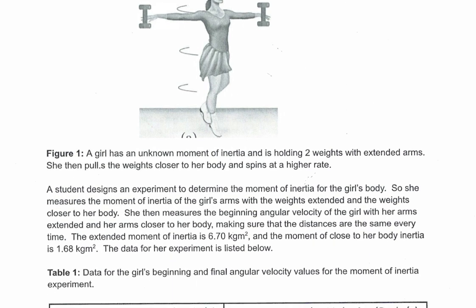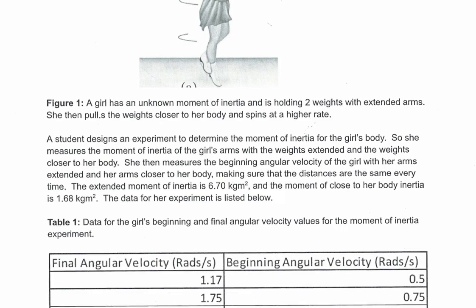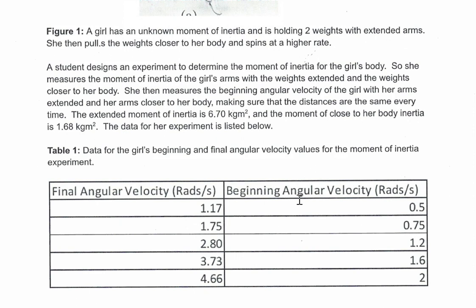Okay, and that data is listed here. So the extended moment of inertia of her arms and the weights is 6.70 kilogram meter squared, and close to her body is 1.68 kilogram meter squared. But we don't know the moment of inertia of the rest of her body. So the experiment is set up so that we have different beginning angular velocities with the arms extended outwards. Then she brings her arms in closer to her body and goes faster. That's their final angular velocity, 1.17 rad per second.